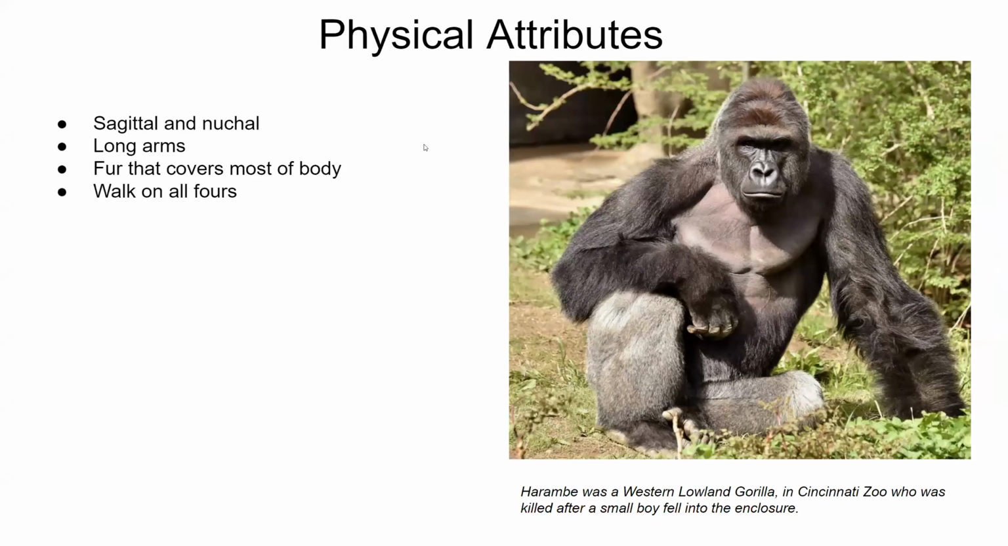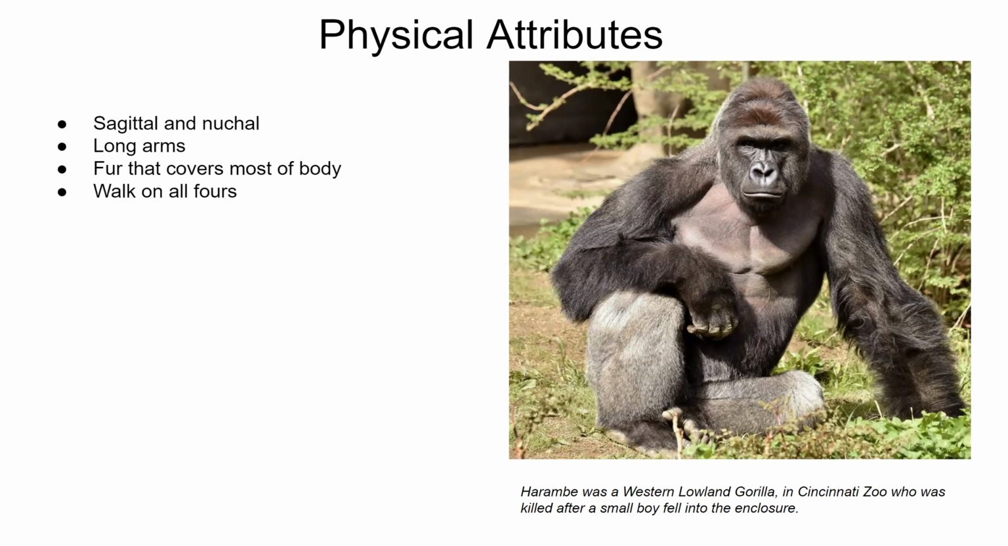Some of the physical attributes associated with gorillas is that they tend to have this lump on their head. The front of this lump is called the sagittal, and the back of the lump is called the nuchal. So what this lump serves as is actually an anchor for their jaw muscles. So they need strong jaws to chew through fruit and leaves and the stems. So this serves as part of their diet.